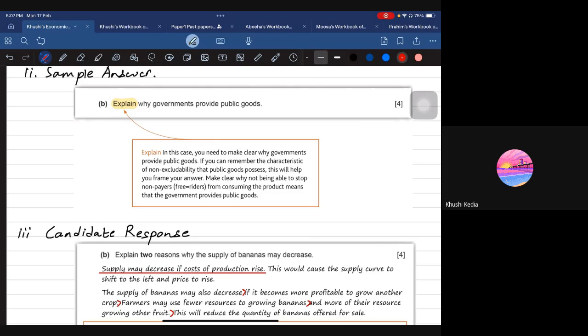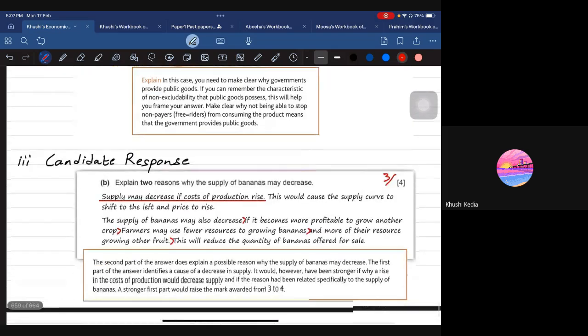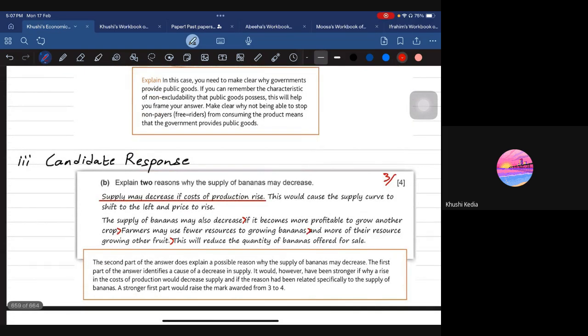Damaging of the crops, yes, sir. Any natural disaster which has reduced the supply of it. Yes, sir. The cost of production is rising, right? So 3 out of 4. So now let's just look at what the examiner has to say about it.